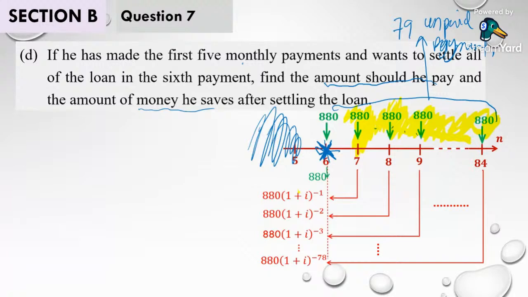You can observe the pattern. 7 minus 1, 8 minus 2, 9 minus 3, 84 minus 78. You can see some pattern there, how the relationship gets such a value here.